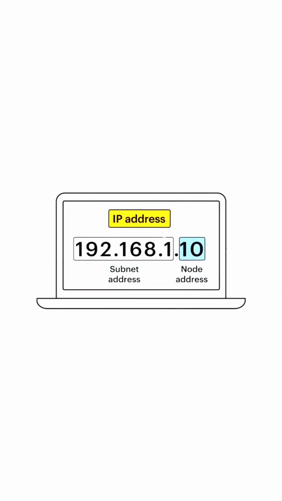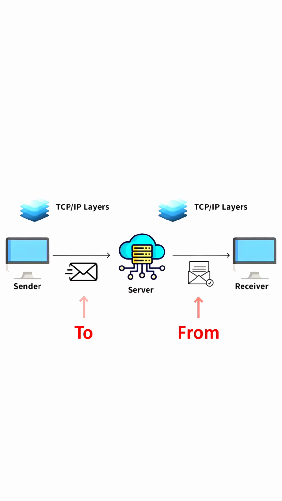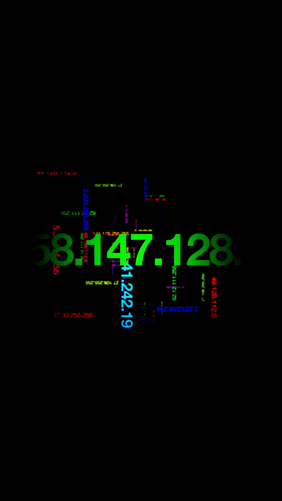IP, Internet Protocol. It works alongside TCP and handles addressing, putting the to and from labels on every packet, so routers and networks know where to send it. IP is what makes sure your data doesn't just float around randomly, but actually reaches the right destination.